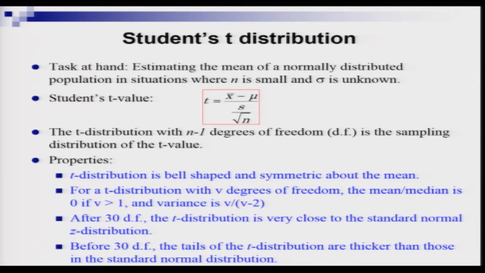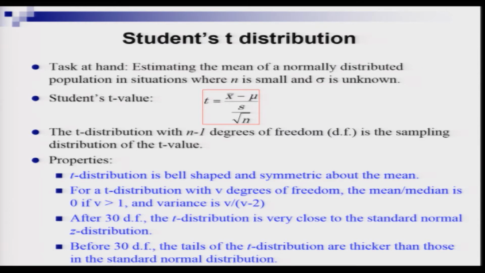So, what is the task at hand? Our task is to estimate the mean of a normally distributed population in situations where n is small and sigma is unknown, and that is quite a common case. To solve this problem, Gossett proposed a statistic called Student's T value, and that is defined as T, and that is equal to the difference between sample statistic x bar and population parameter mu. The difference is divided by s over root n.